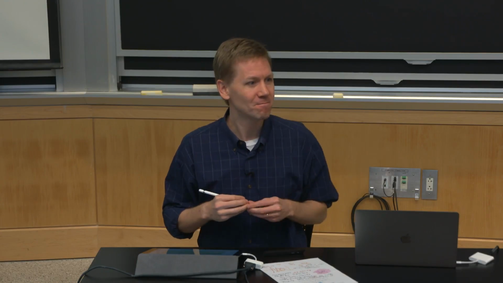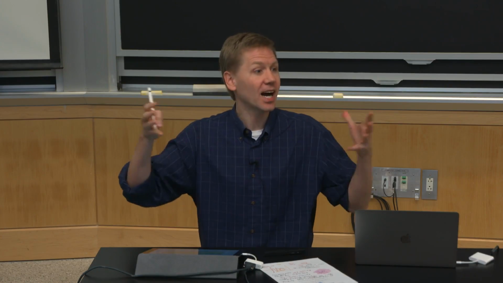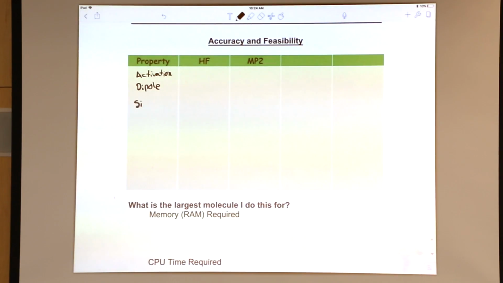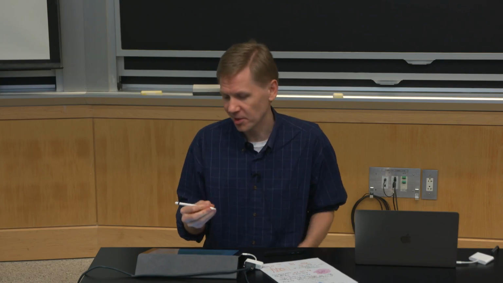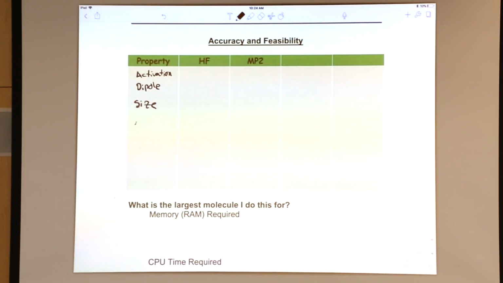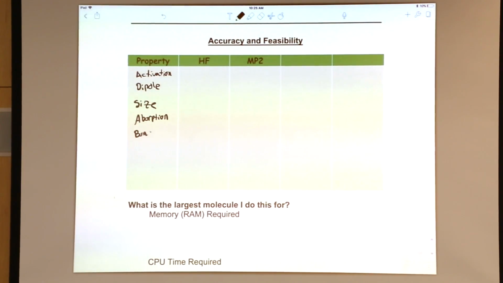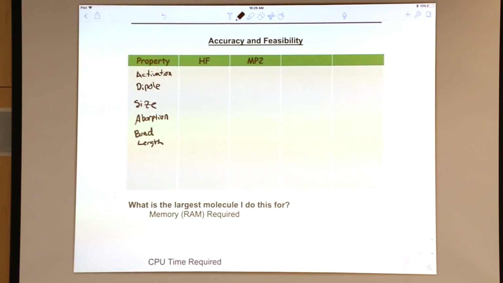Average distance of an electron from an atom. Okay, so that would be like a size. Yeah. Yep. What was that? Color. Yes, yeah. So I mean, that's about an absorption spectrum, like an electronic absorption spectrum. Other things people might want to know. Bond lengths. There we go. Anything else? We've got a good list. Okay, we'll use that as our list.